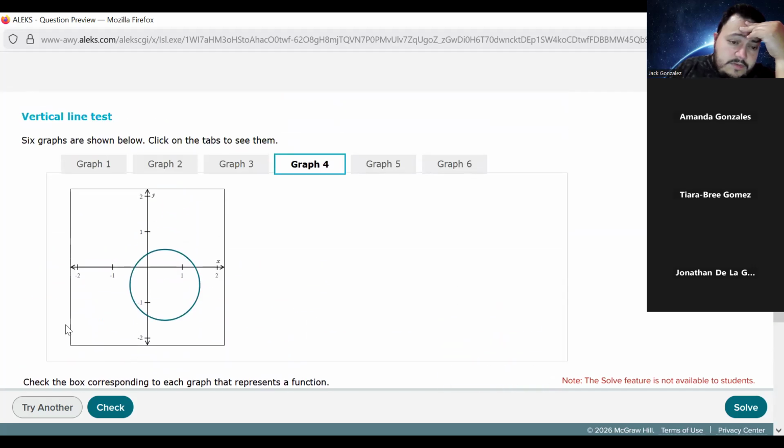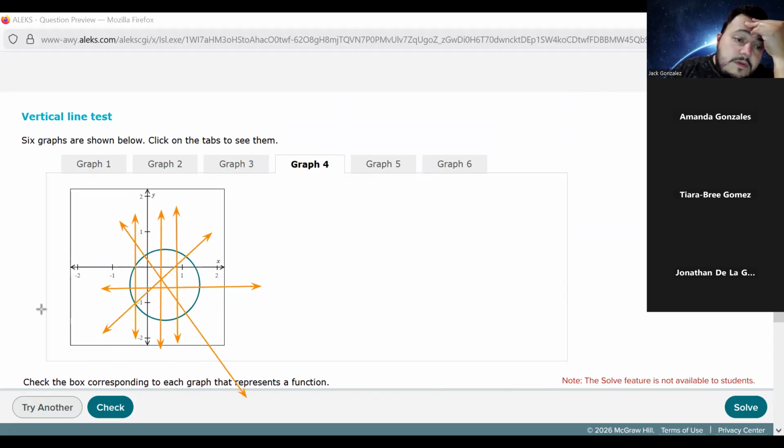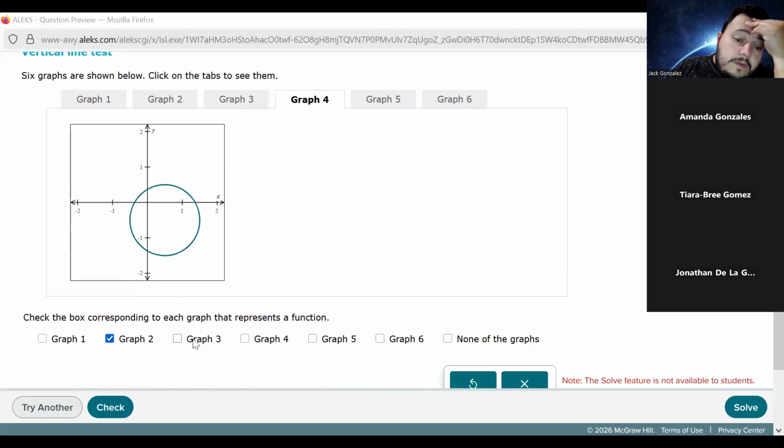This looks like it's a function, but when you draw it, we should always remember that circles are never functions, they're just relations. And no matter how you draw it, you're actually going to hit 2 all the time. So not a function.